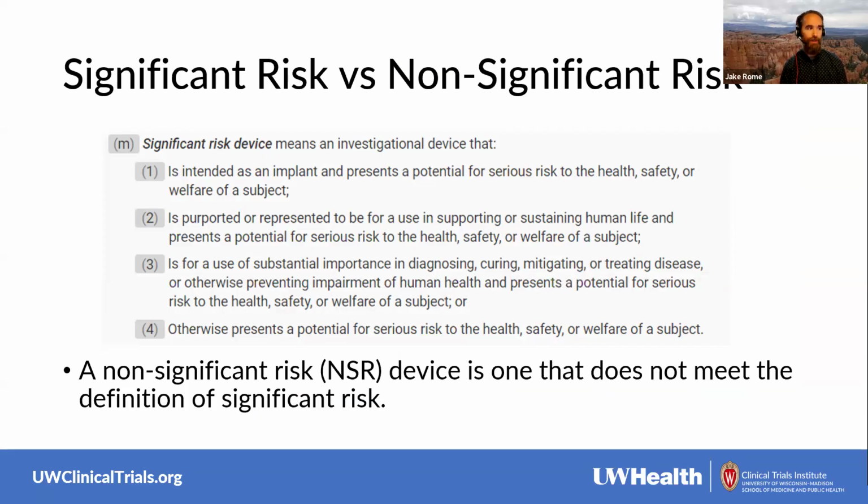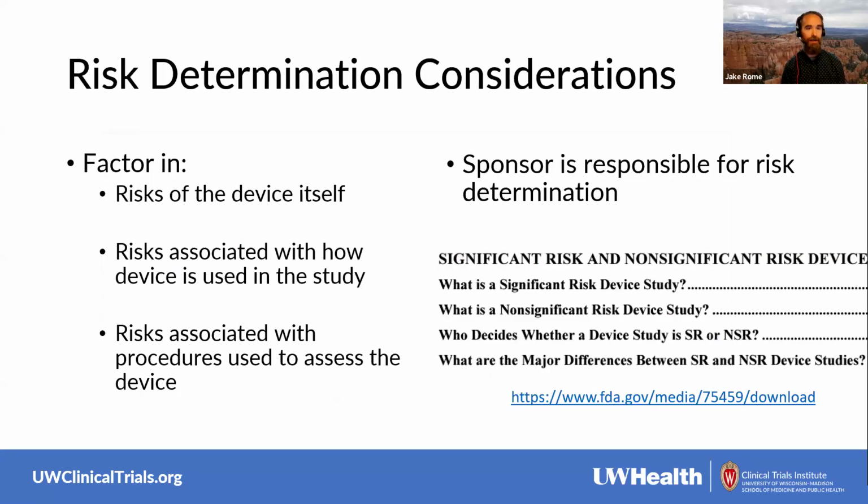Really, it comes down to whether or not the device is considered significant risk or non-significant risk. And I've laid out the criteria from the regulations for what's significant risk here. It really turns on whether it presents a potential for serious risk to health. If it does, then it's a significant risk device and you need to submit an IDE. If it's not, then you can call it a non-significant risk device. And you are not required to submit an application to the FDA. You only need to go through the IRB to get approval to do that.